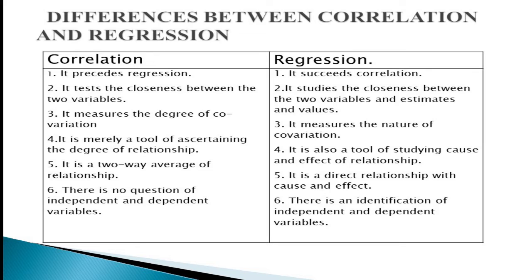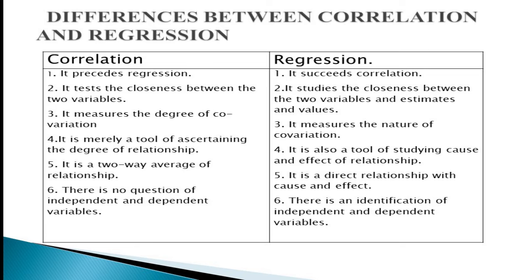And it is a two-way average of relationship, but here we study the relationship with cause and effect. That means if one variable is there, depending upon that, the other variable value will be predicted or estimated. And in correlation, there is no such relationship as independent and dependent variable. Each and every variable is independent in itself.